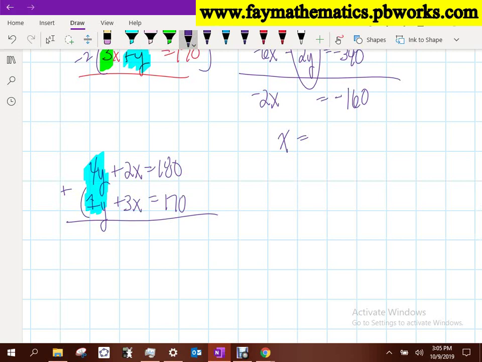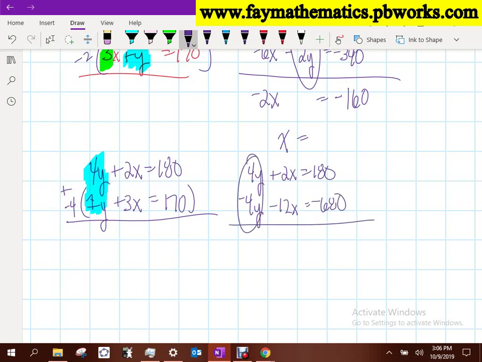What would I multiply this bottom one by? Negative 4, right? So now, top one's going to be 4y plus 2x equals 180. The bottom one becomes negative 4y minus 12x. It's going to give me negative 680. Those are going to eliminate. I get negative 10x. That's going to give me negative 500. Does that still give me x to be 50 when I divide both sides by negative 10?